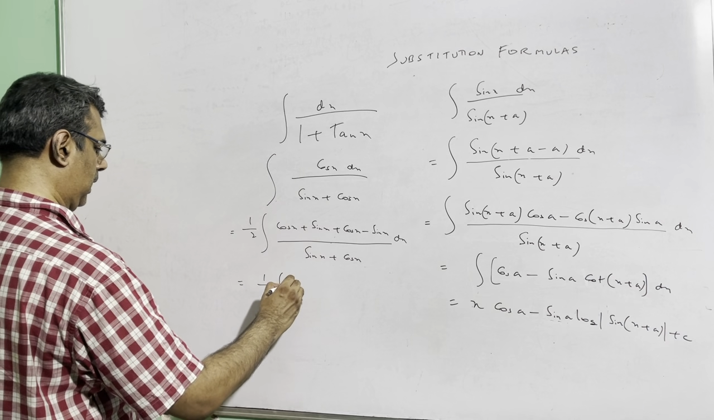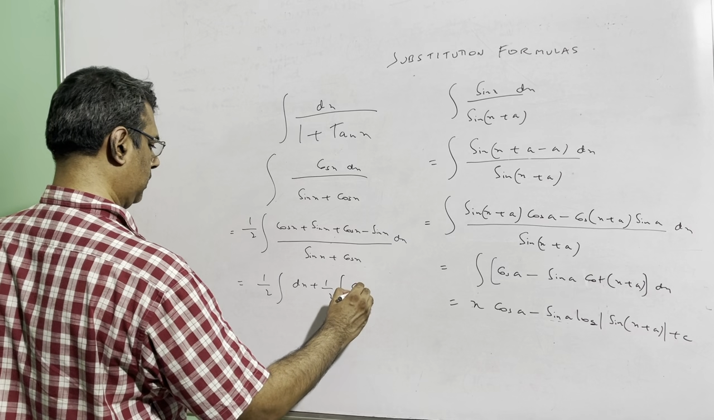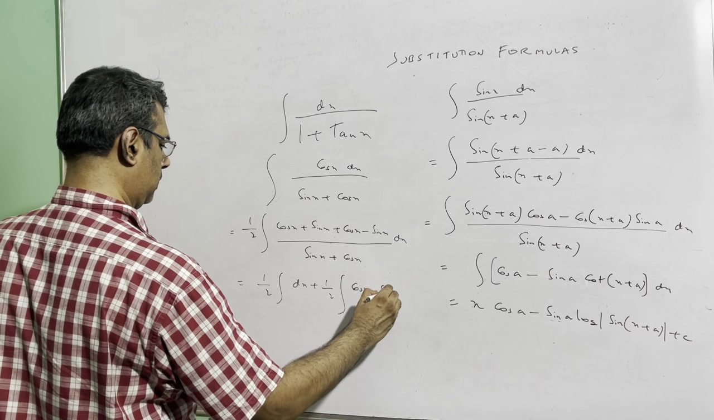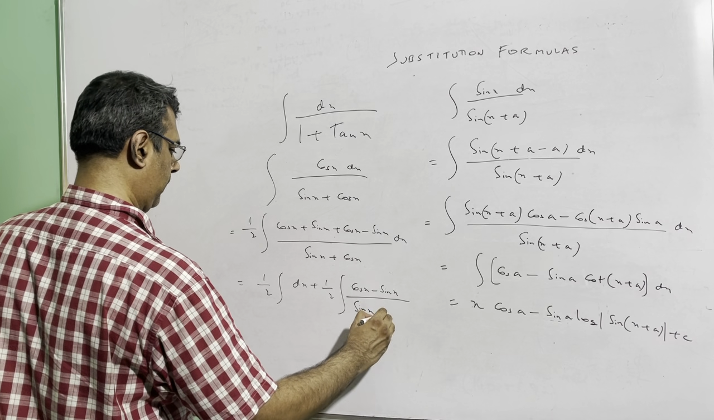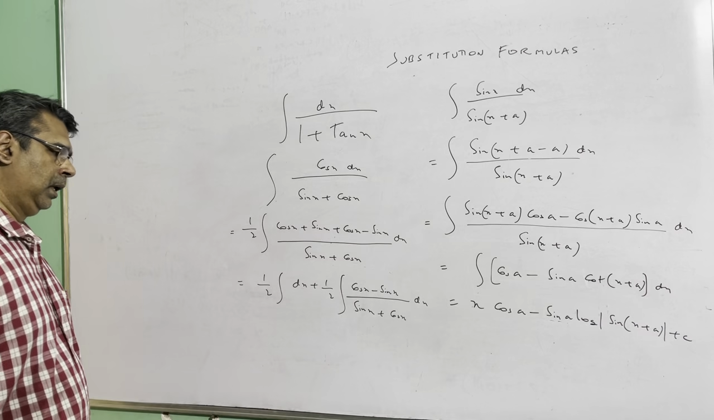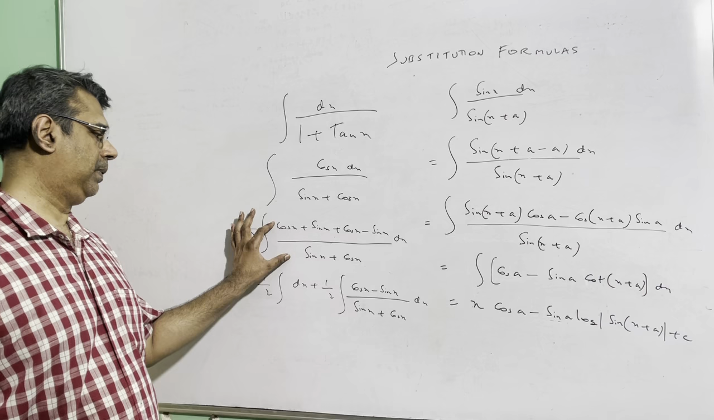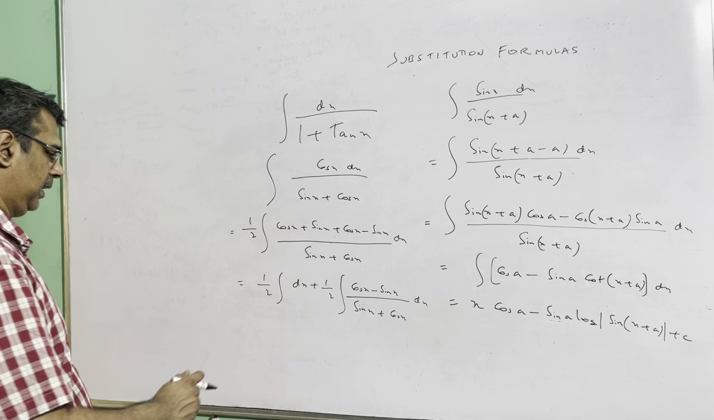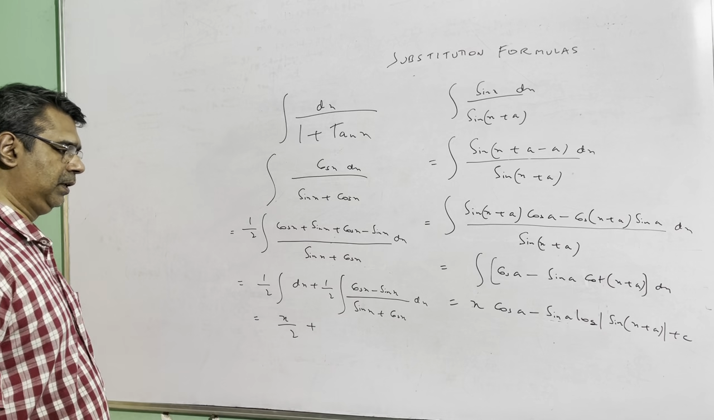So this will be half dx plus half cos x minus sin x by sin x plus cos x. Okay, now this is a very interesting sum because the first part is easy. Integral dx will just be x. So that is answer of this will be x by 2.